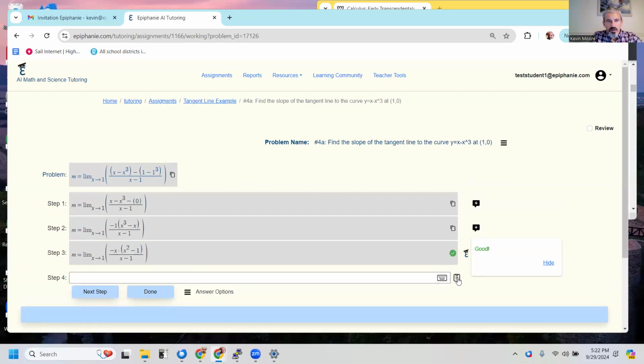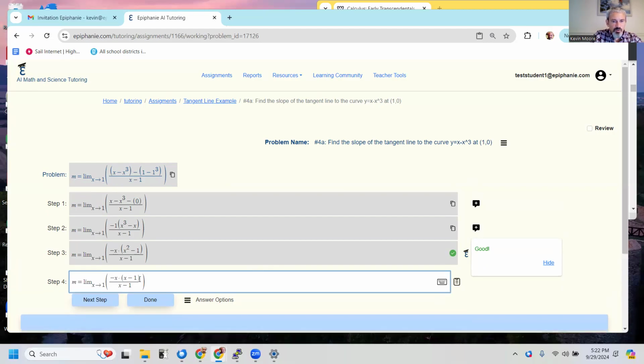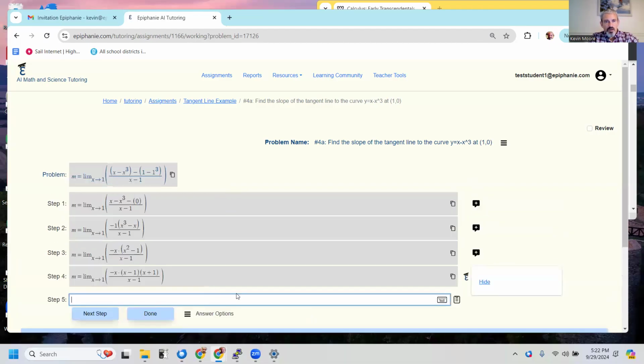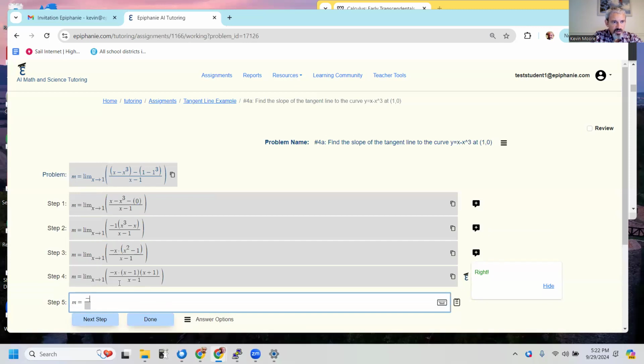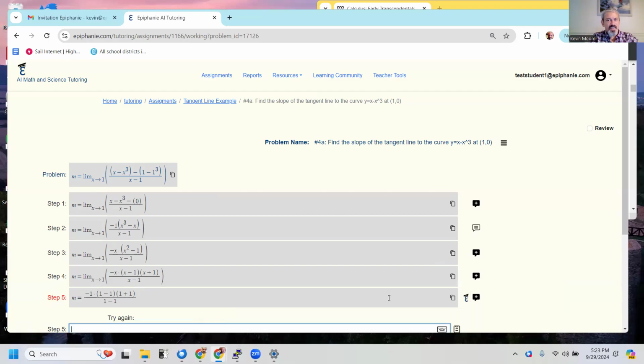Continuing from there, we have x squared minus 1. That factors into x minus 1 times x plus 1. And now we can just plug in 1. M equals negative 1 times 1 minus 1, 1 plus 1 over 1 minus 1. And you probably see what's going to happen here. This is not going to work because I have 0 over 0 here. It's confused.